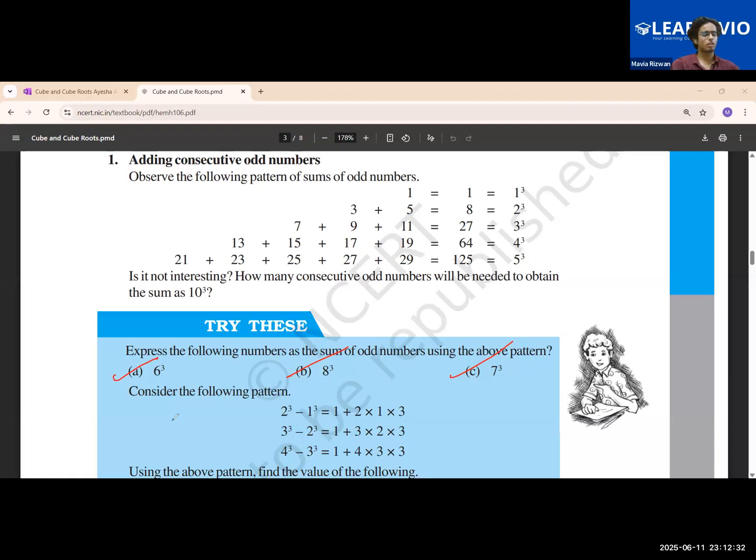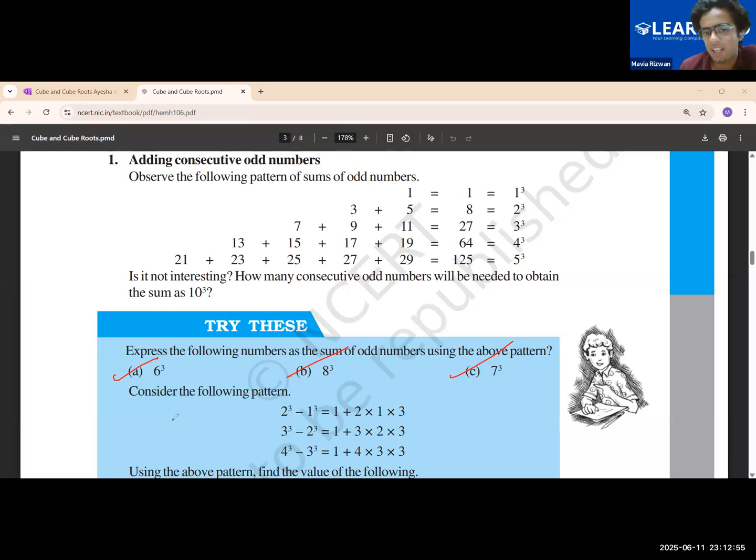What is the first answer? One, 100 plus 100 plus 56 equals 6 cube. Aisha, can you repeat? I told sir that 100 plus 100 plus 56 equals 6 cube. No, Aisha, no. But you are getting it wrong.